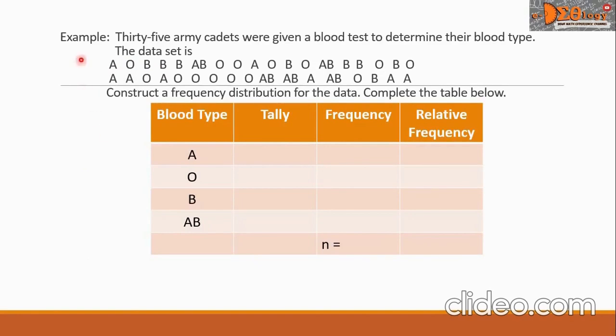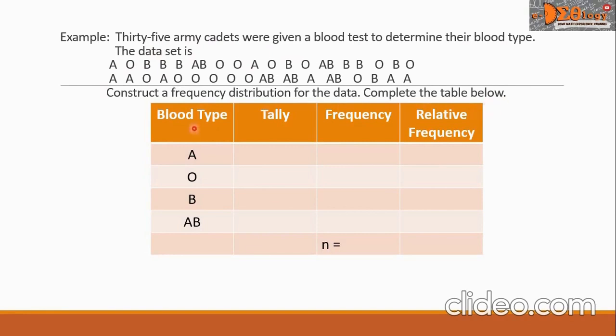Let us see one example here. 35 Army cadets were given a blood test to determine their blood type. The data set is given here. Construct a frequency distribution for the data. Complete the table below.